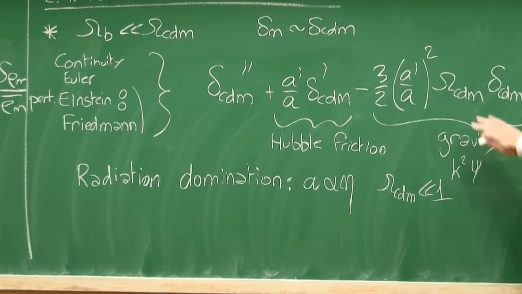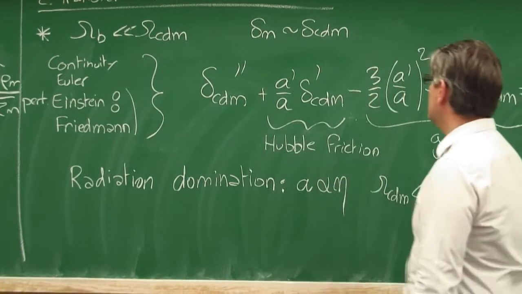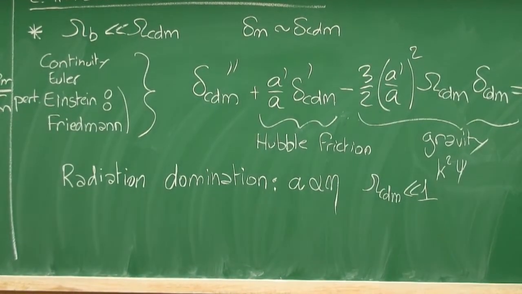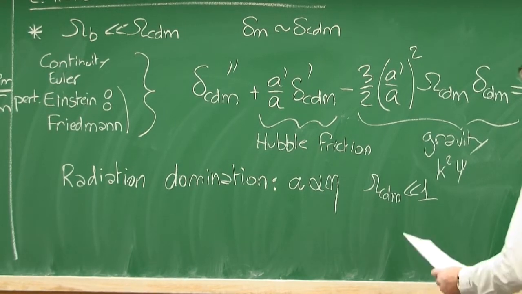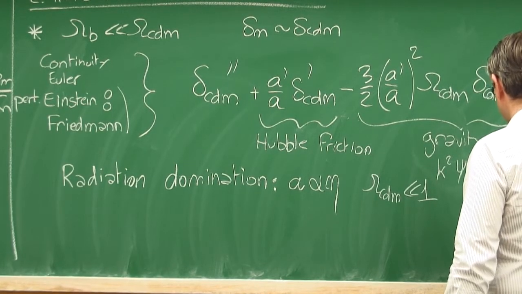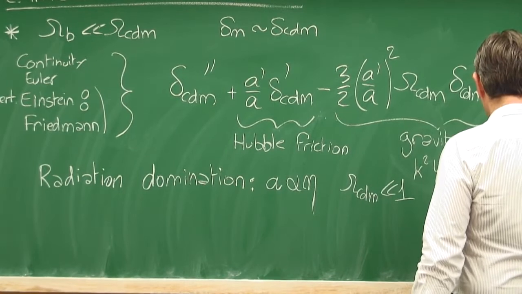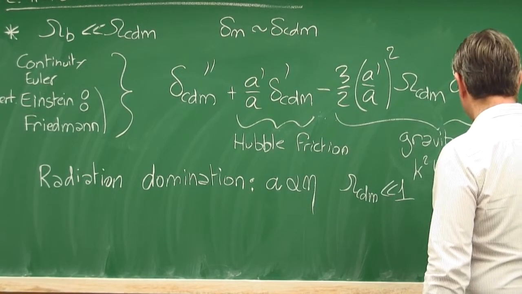If I would take a 0 here, I would have a constant solution and a decaying mode. That's not quite true. In fact, omega CDM cannot be neglected. It grows slowly with time, and when you do everything properly, you find that delta CDM grows during this stage logarithmically, like the logarithm of k eta.